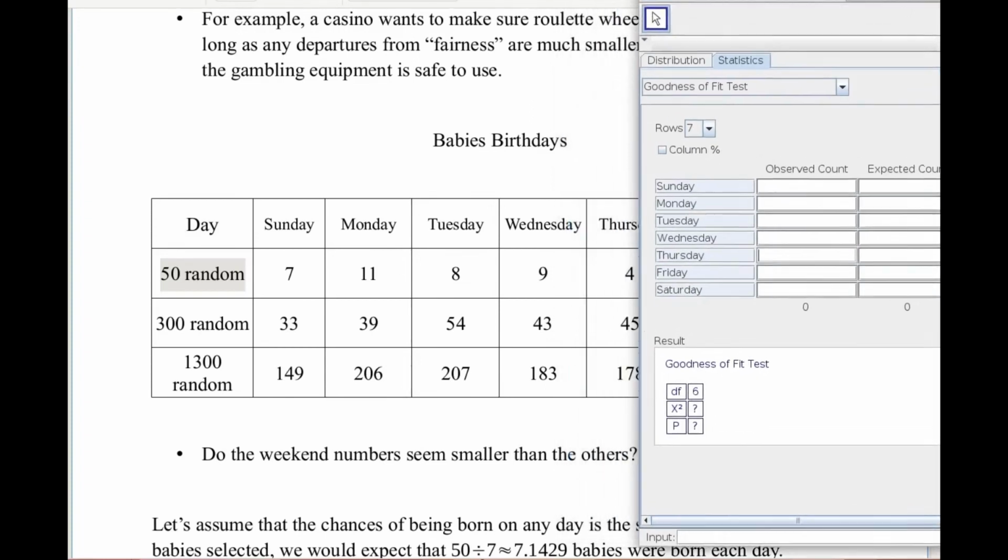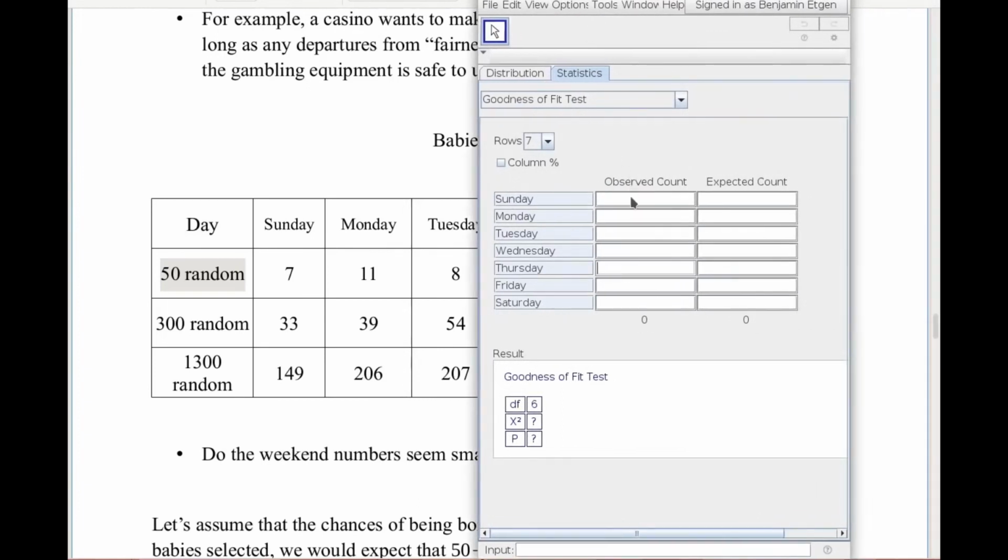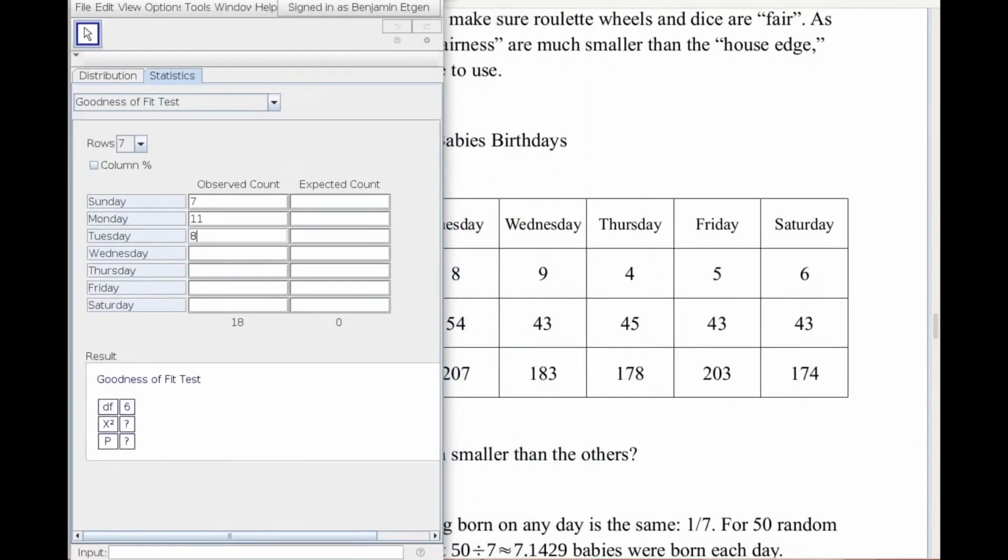Now let's look at the observed count. So on Sunday there was 7, on Monday 11, on Tuesday 8, on Wednesday 9, on Thursday 4, on Friday 5, and on Saturday 6. So it looks like we have a total of 50 data points.